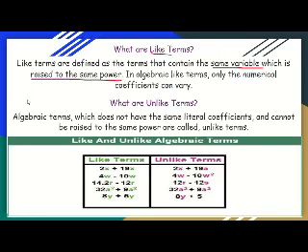Only the numerical coefficient can vary. For example, 8x squared and 3x squared: is it a like term? Obviously, yes. Why? Could you see the variable part? x squared and x squared, it is the same. So it is called a like term.